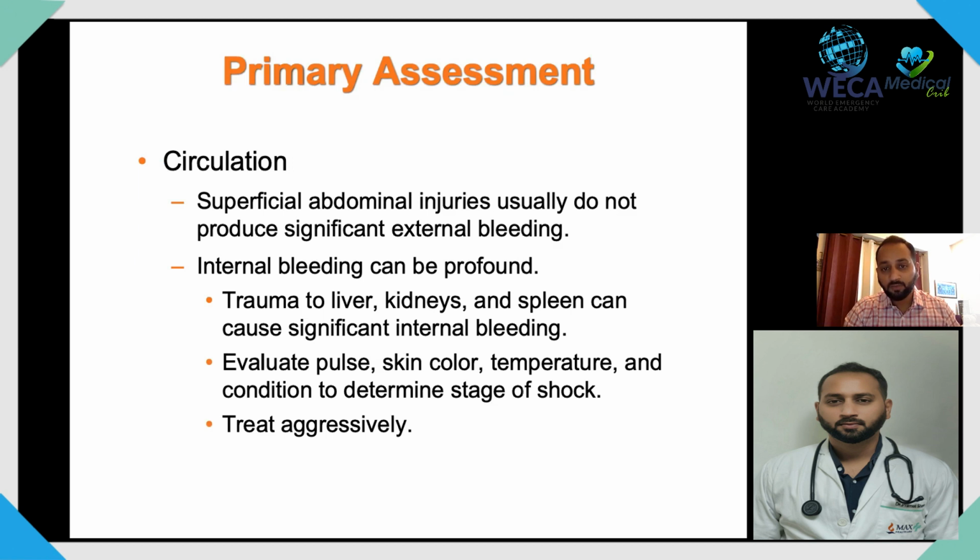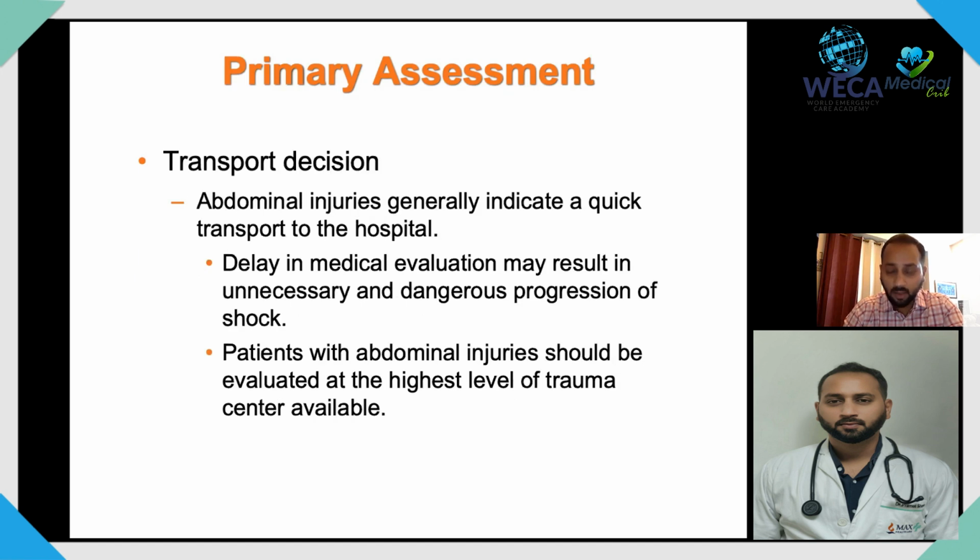Coming to circulation, superficial injuries usually will not cause very significant external bleeding. However, the internal bleeding may still be profound. Trauma to solid organs like the liver, kidney, and spleen can cause significant internal bleeding, which may not be noticeable at the very first instance. So we can check the skin color, the temperature of the patient, and again the responsiveness, how pale the patient is, and the patient's pulse. All of these can help us determine the severity and the stage of shock, which needs to be treated very aggressively. A transport decision should be made as soon as possible.